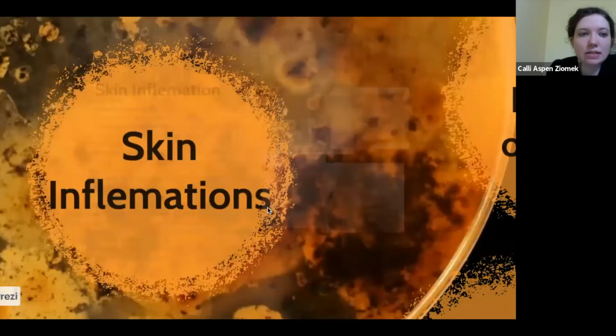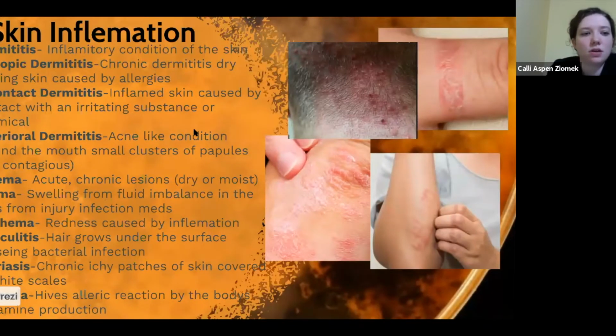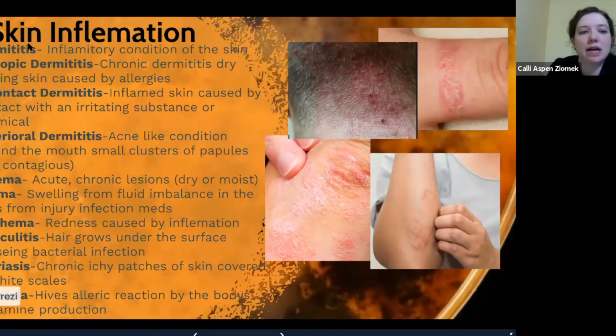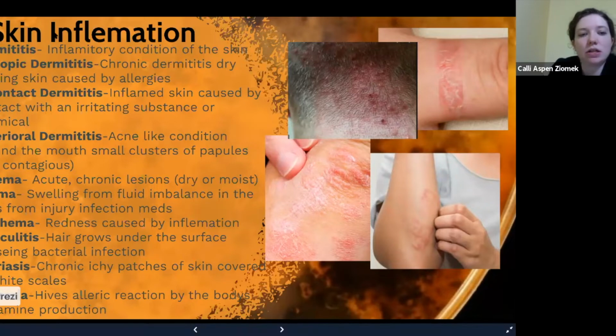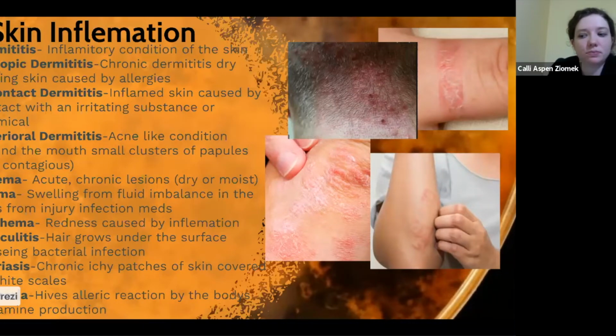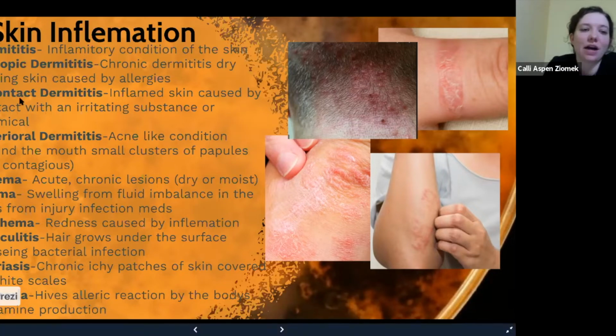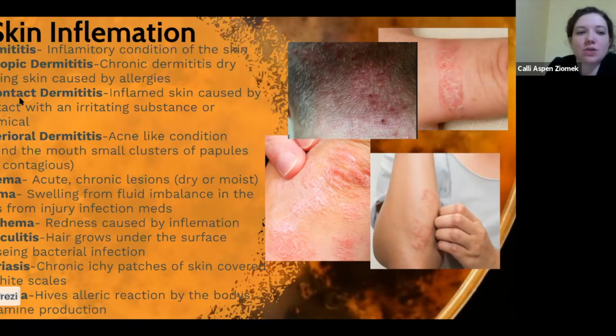The next one is skin inflammations. So the main one that we have in this section is dermatitis, which we talked a little bit about earlier. So it is an inflammatory condition of the skin. Because anytime you see derma, that means skin, and anytime you see itis, that means inflammation or inflammatory. So it's an inflammatory condition of the skin. Okay. Then you have atopic dermatitis, which is a chronic dermatitis of dry, cracking skin caused by allergies.